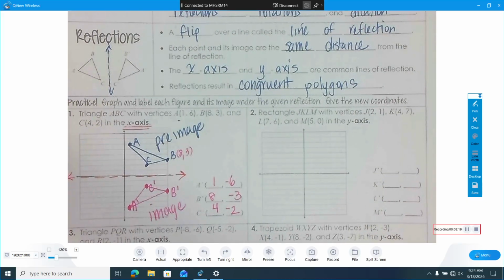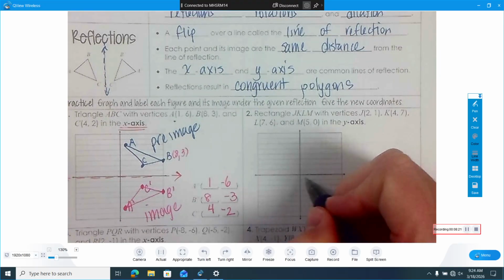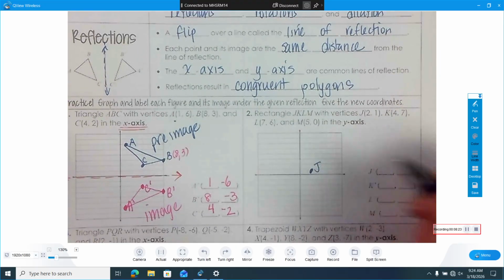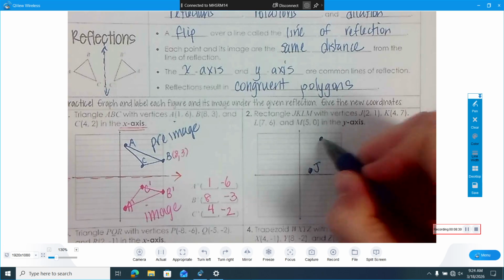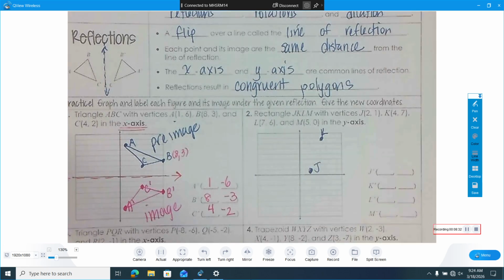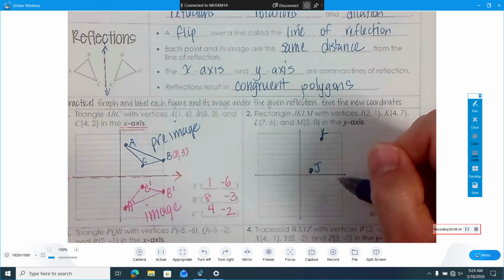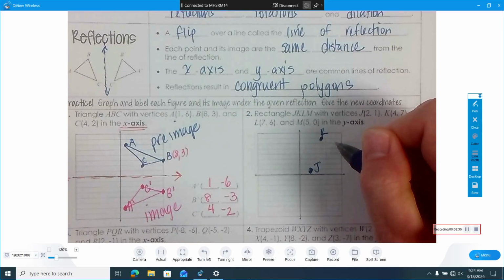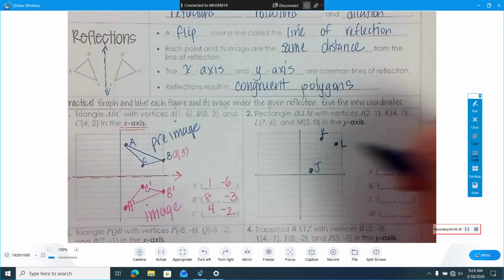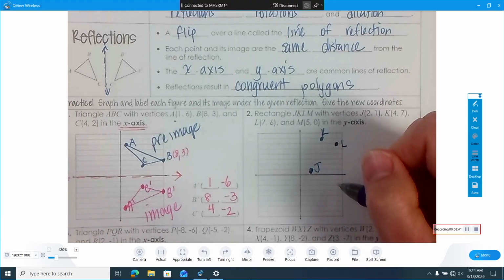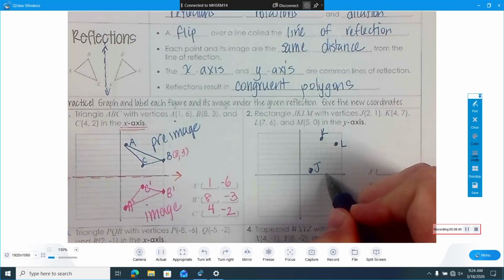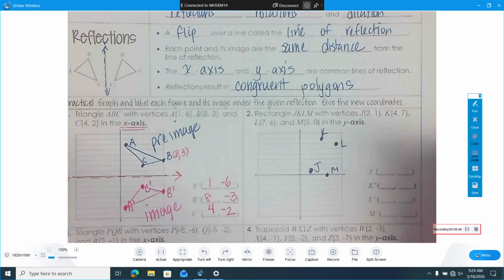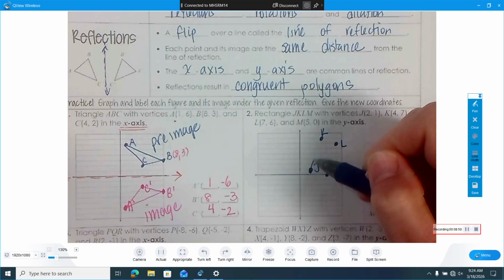All right, so you're graphing point J is at 2, 1. K is at 4, 7. 1, 2, 3, 4. Up 7 is almost to the top there. L is at 7, 6. And M is at 5, 0. All right, it is a rectangle, and it should look like one.